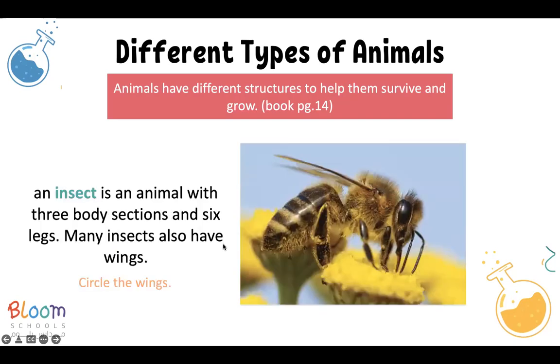Next, we move to insects. What's an insect? An insect is an animal with 3 body sections and 6 legs. Many insects also have wings. So not all insects have wings. Some of them have wings, some of them don't. Circle the wings. So we circle the wings.